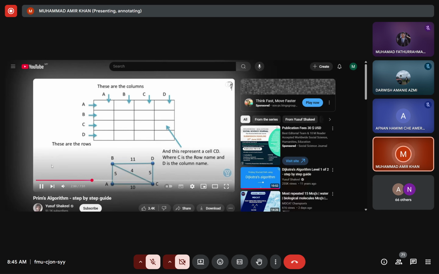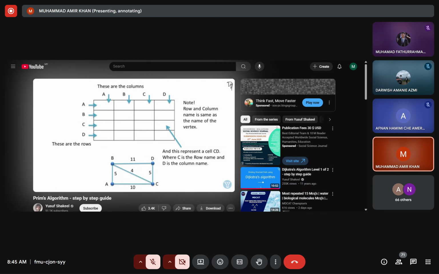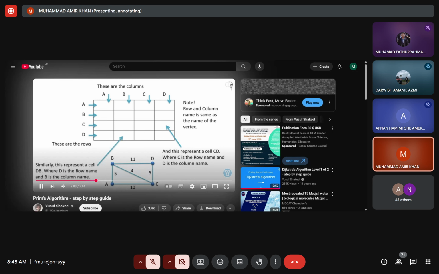So we have to draw a table. The rows and columns will be equal to the vertices. So the rows and column names are the same as the names of the vertices: A, B, C, D, A, B, C, D, no issue. And similarly, this represents the cell DB, this arrow DB, D row and B column. So D is the row name and B is the column name. So very simple. We are in step number 3, drawing the table.